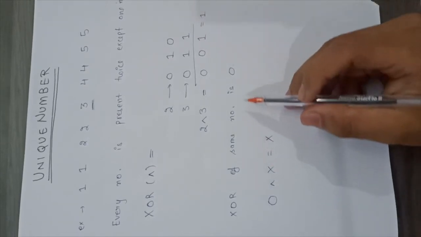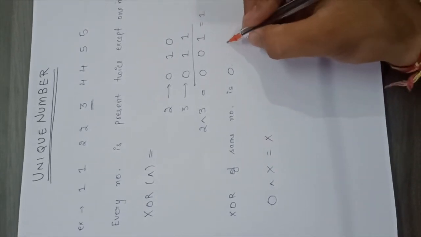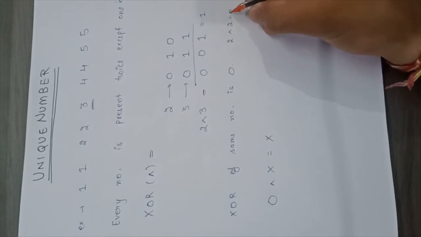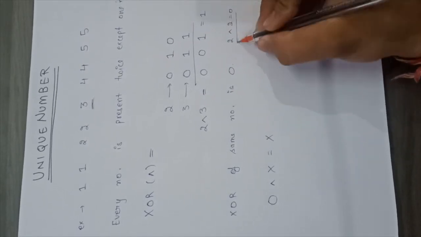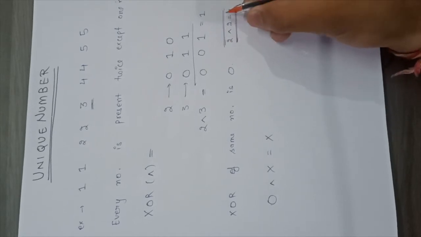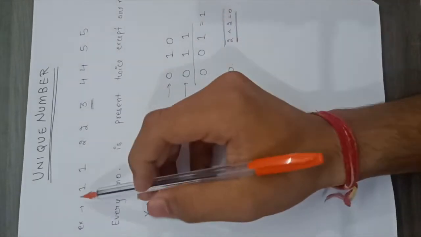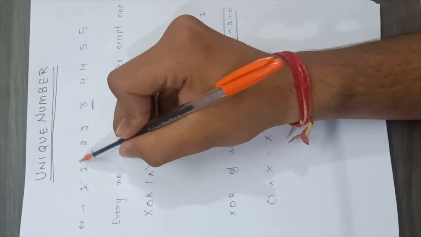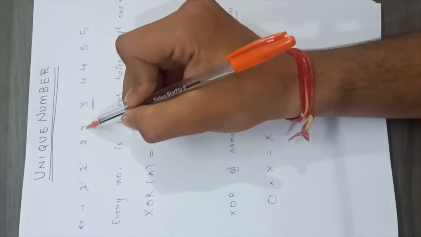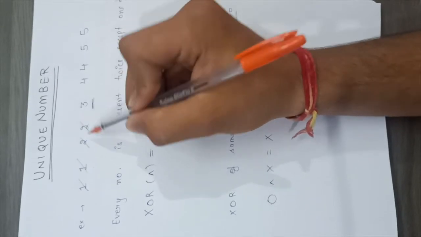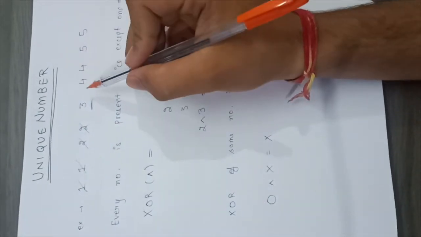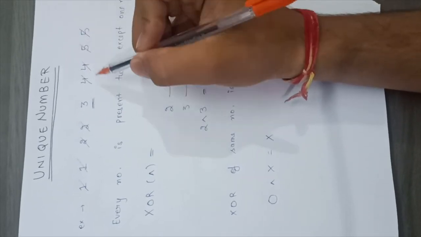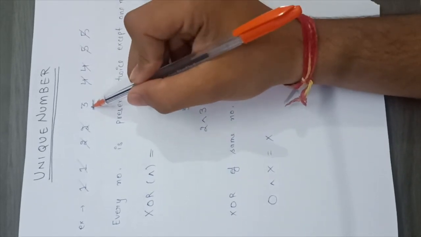XOR of a same number is 0. For example, if we take XOR of 2 and 2, we'll get 0. So we'll use this in finding our unique number. So XOR of 1 and 1 will be 0. So these will cancel out each other. Similarly 2 and 2 will be 0, sorry. So 4 and 4 will be 0 and 5 and 5 will be 0. So we will be left with 3 only.